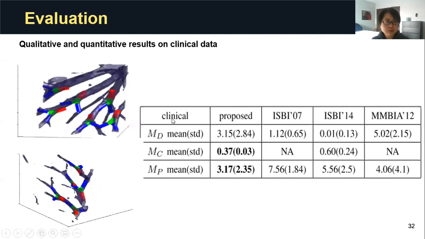And here are quantitative and qualitative results on clinical data. Again, we see that the proposed method has lower MC results and MP results, which show an advantage of the proposed method. And we can see from the left two figures here the final results. These are the detected bifurcations, and we can see that the parametric models are pretty accurately converged to the real locations in the 3D clinical images.